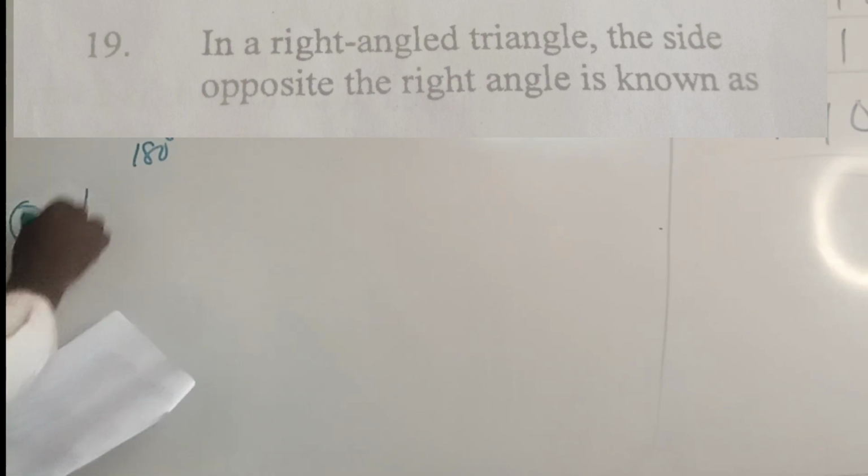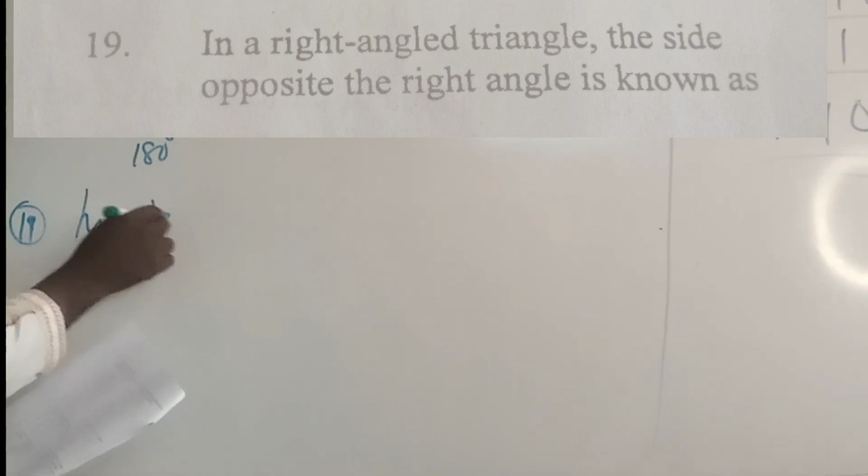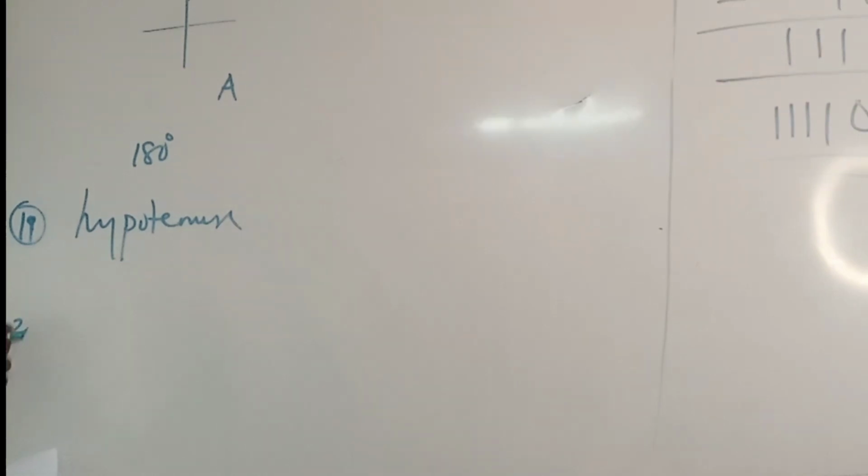Number 19. In a right angle triangle, the side opposite the right angle is known as what? Hypotenuse. That is what? Hypotenuse. Okay, the last question here.